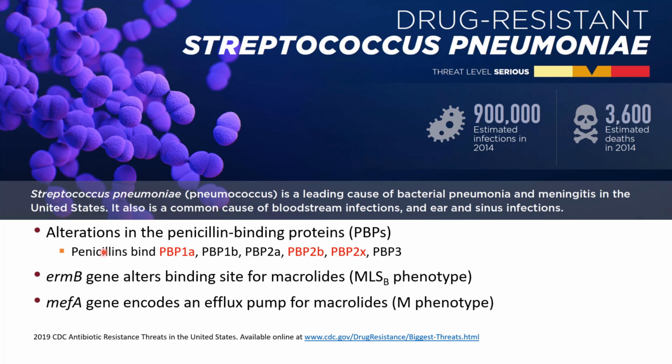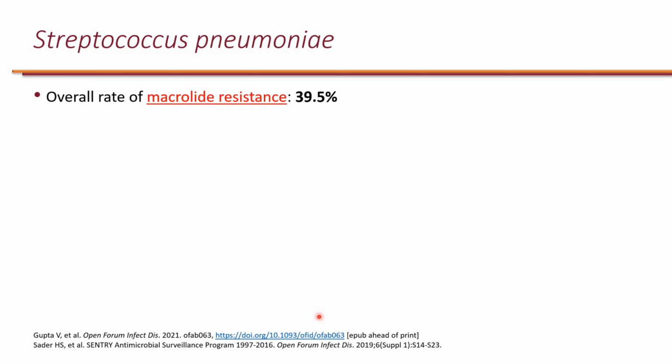So in particular, penicillins bind penicillin binding protein 1A, 1B, 2A, 2B, and 2X, as well as 3. Strep pneumo can also acquire the ERMB gene, which alters the binding site for macrolides, as well as it can acquire the MEF-A gene, which encodes an efflux pump for macrolides.